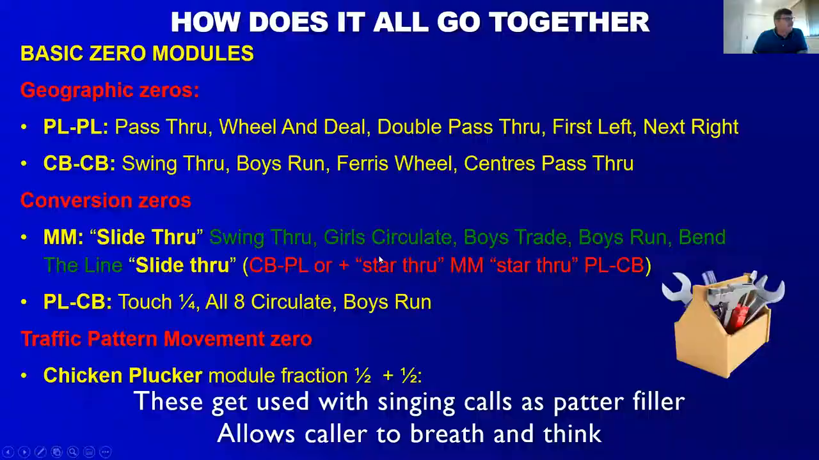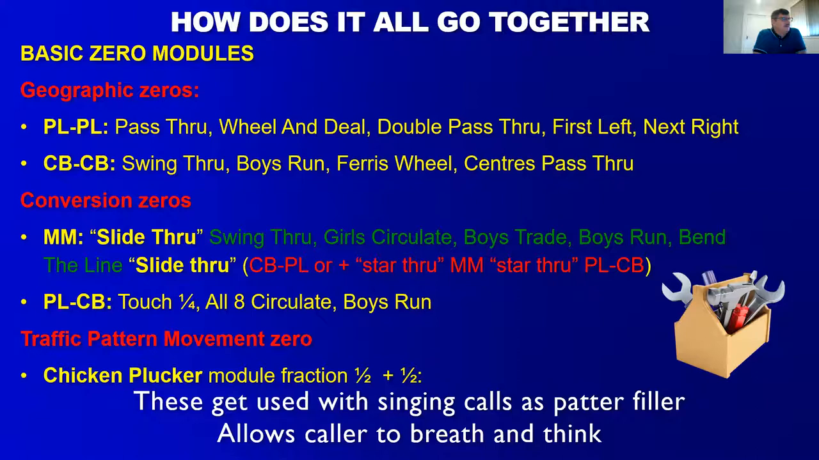Okay. And the 5 basic modules are the 2 geographic zeros. Partner line to partner line: pass through, wheel and deal, double pass through, first couple left, next couple go right. We'll be looking at these on Taminations a little bit later, but I'm just going through this because most of these are review. That just takes me from a partner line to a partner line. This is what's called the caller take a breath module in some places, because you know it works. This is where a caller can just move the dancers around and see who's where and put them right back where they started from, because the partners never change during this sequence.